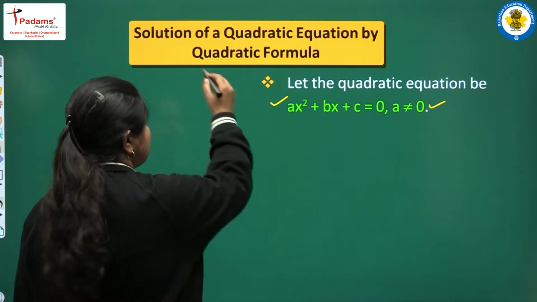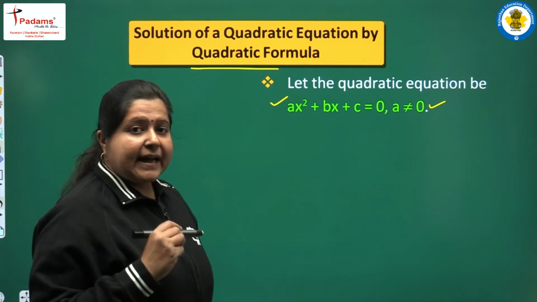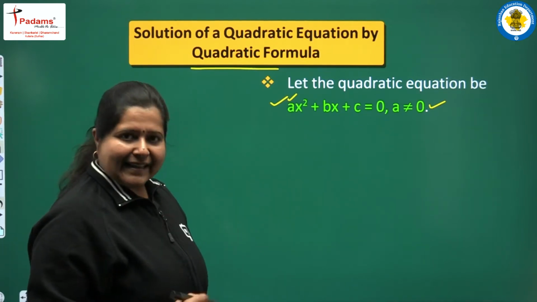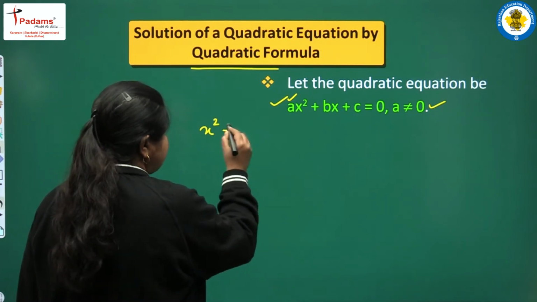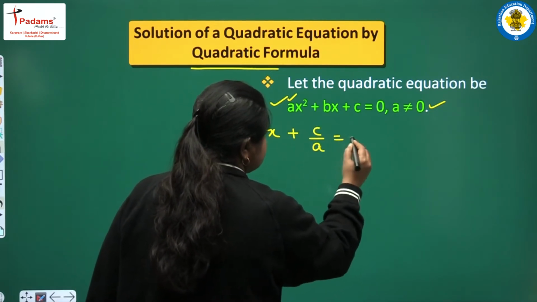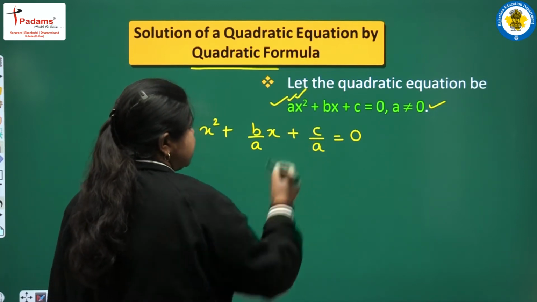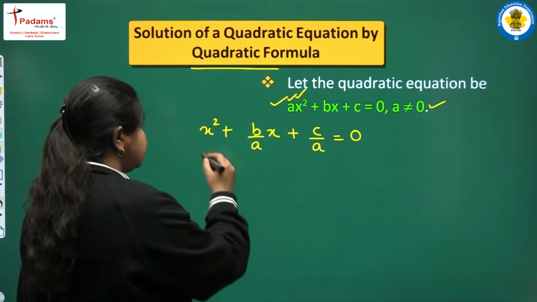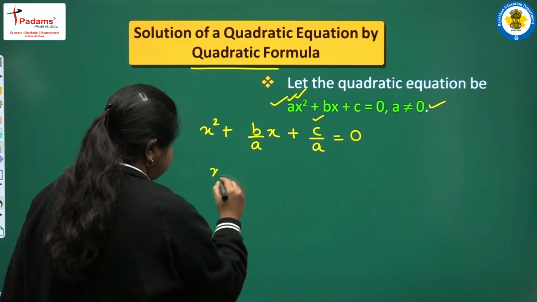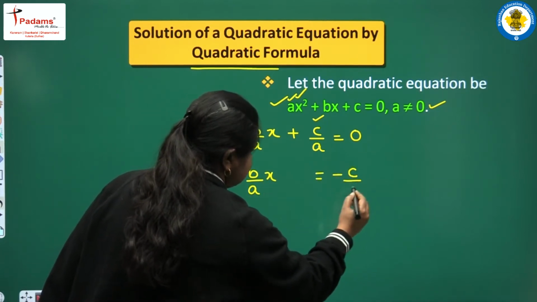Now to arrive at this quadratic formula, we will first solve this equation by the method of completing the square. The first step for it is to divide this equation by the coefficient of x square, that is a. Let us divide, then we get x square plus b upon a into x plus c upon a equal to 0 upon a, which is 0 itself. When we divide this term by a, the a and a will be cancelled and x square will be left as written here. Next step is to take this constant term to the RHS. We get x square plus b upon a into x equal to minus c upon a.